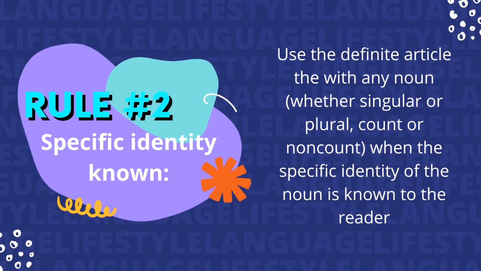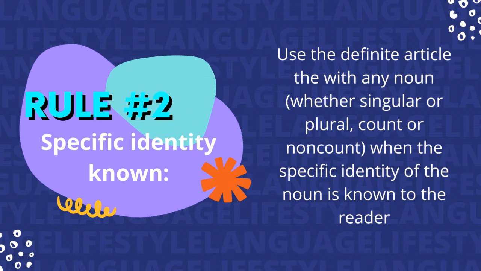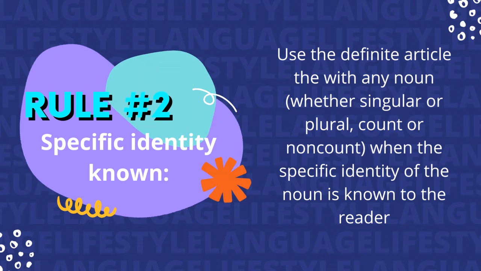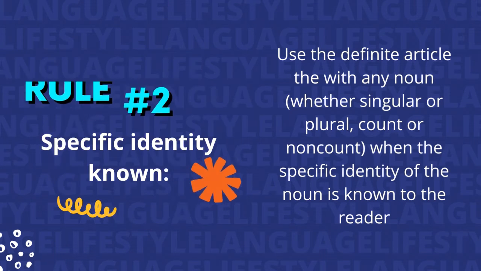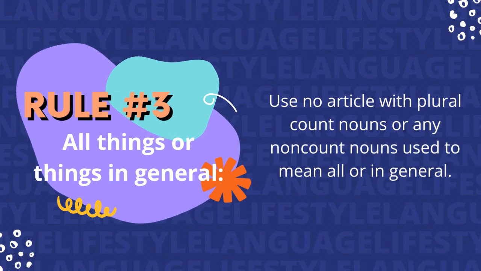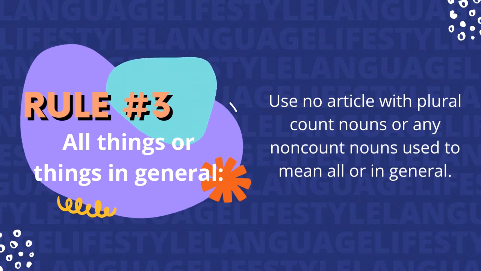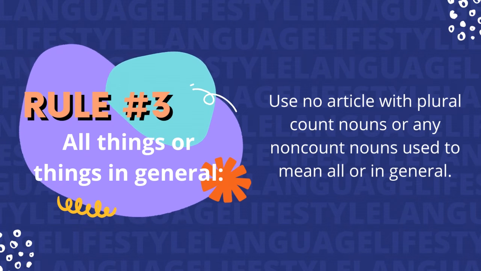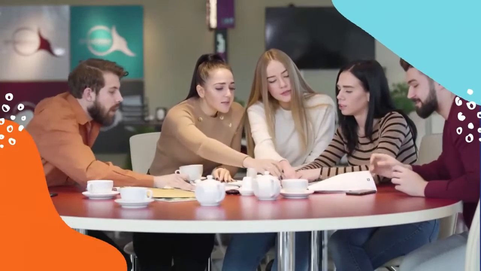Rule number 2. Specific identity known. Use the definite article the with any noun, whether singular or plural, count or non-count, when the specific identity of the noun is known to the reader. Rule number 3. All things or things in general. Use no article with plural count nouns or any non-count nouns used to mean all or in general.